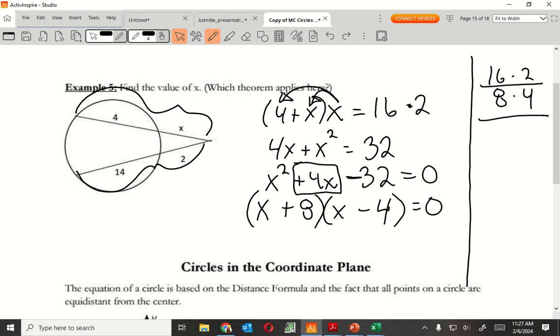Yeah. So that's super important. You cannot have a negative distance. So that means that that is an answer that will not work. So we get an answer, that one doesn't work, but the other one's going to work. The other one was going to be 4. So I get x is negative 8 and x is positive 4. So in this case, x has to be positive 4 for this to work.